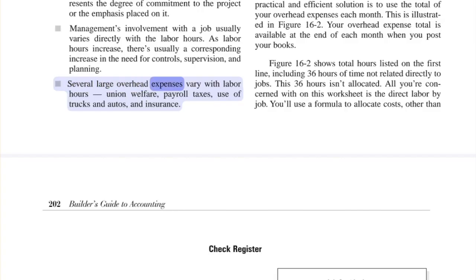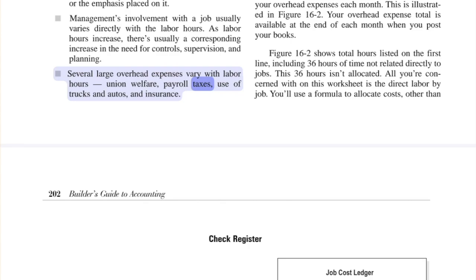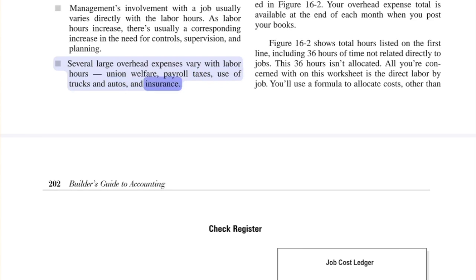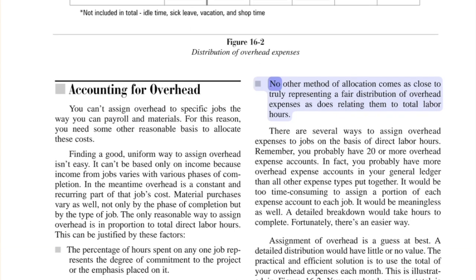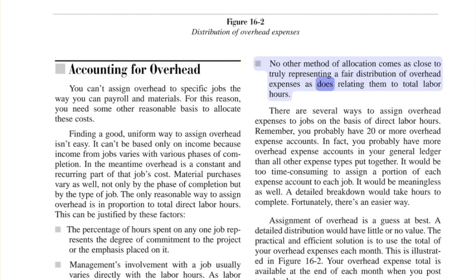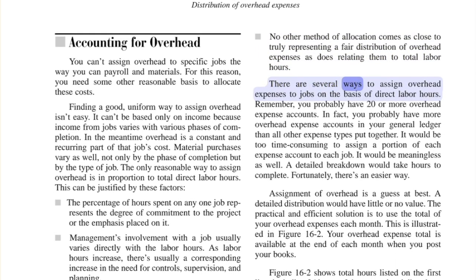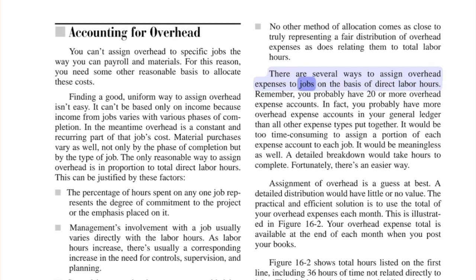Several large overhead expenses vary with labor hours: union welfare, payroll taxes, use of trucks and autos, and insurance. And no other method of allocation comes as close to truly representing a fair distribution of overhead expenses as does relating them to total labor hours. There are several ways to assign overhead expenses to jobs on the basis of direct labor hours.